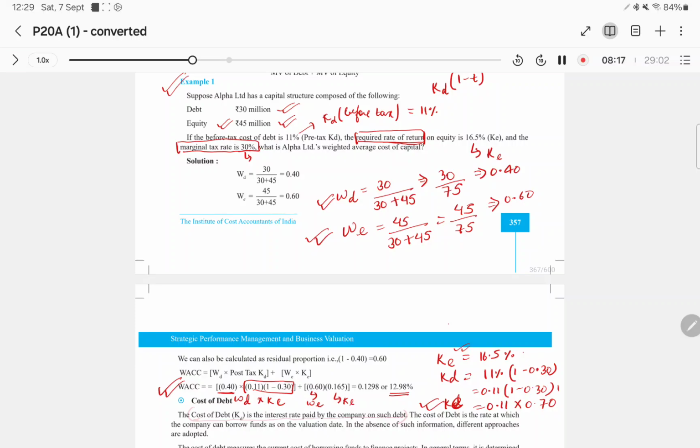Okay. Now let's proceed with it. So the next concept we are referring to is cost of debt. Cost of debt is the interest rate paid by the company on such debt. So don't go with the theory. I would not suggest going with the deep theory. Understand the basic concept, solve the sum and proceed.